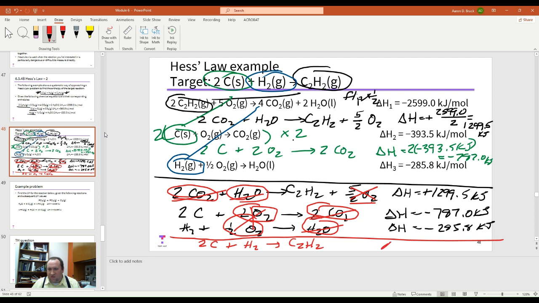Now, to get the delta H value, all that I need to do is add those three numbers together, 1299.5 plus negative 787.0 plus negative 285.8, which would give me a grand total of positive 226.7 kilojoules. So this reaction would actually require energy, not release it. Good information to know.